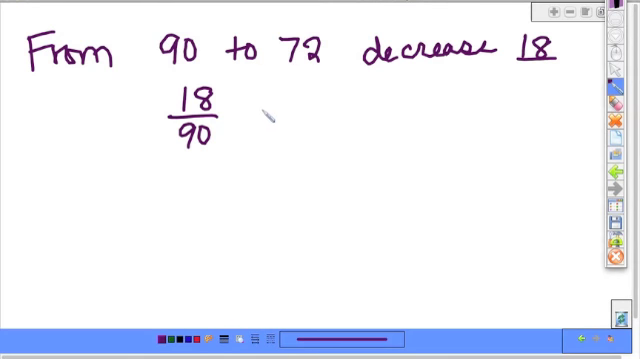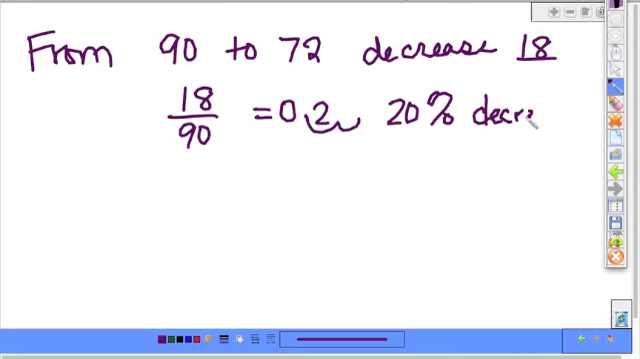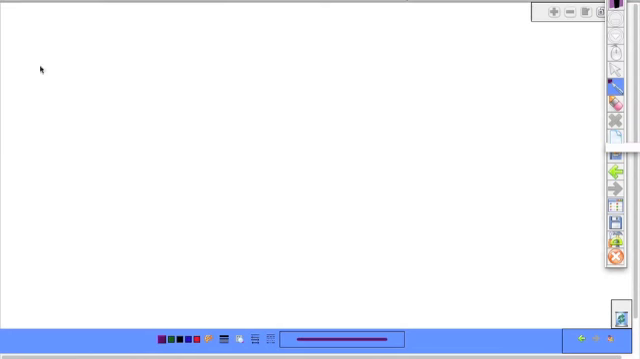If I divide this out, I get 0.2. And again, if I want a percent answer, I have to move the decimal 2 places, and it gives me 20%. But it's a 20% decrease. So you have to make sure you go back and check, are we doing increase or decrease on these? Okay, I'm going to do one more, last one.